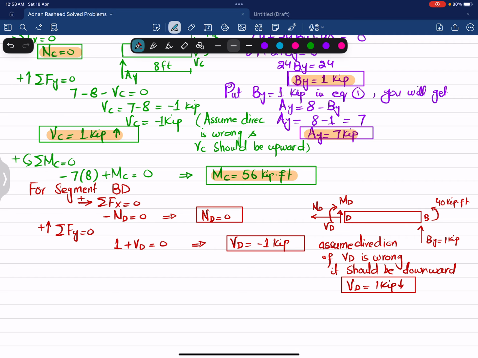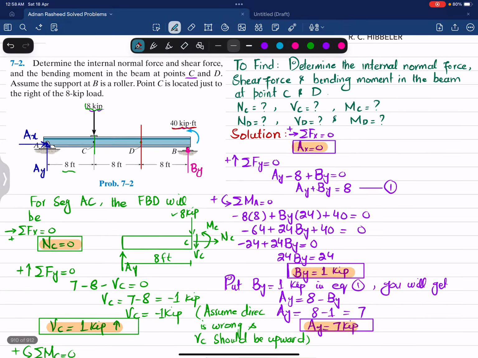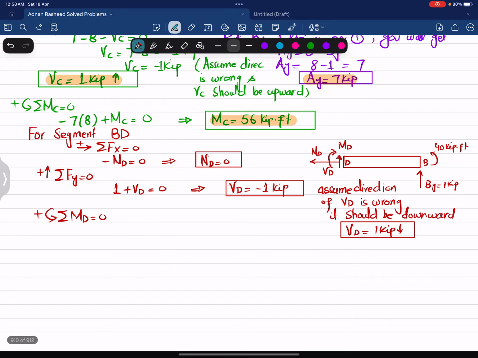Now the last thing is that we will find this moment about point D. So for that we will apply sum of all moment about point D is taken as 0 and taking the counterclockwise moment as positive. So distance between B and D is 8 feet. So I will write it over here. This distance is 8 feet.